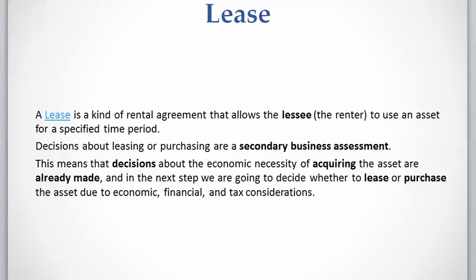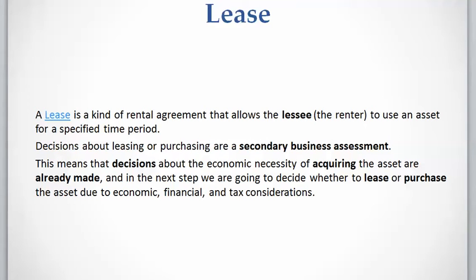In this video, I will explain lease and lease agreements. There are two parties involved in a lease agreement, lessor and lessee. Lessee is the person who uses the asset and pays the lease payments to the lessor. Lessor is the person who initially has the asset and gives it to the lessee upon an agreement and for a specified period of time.